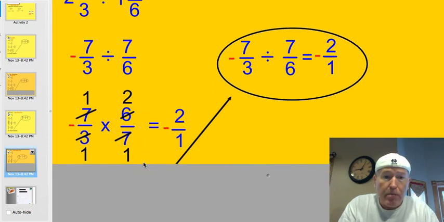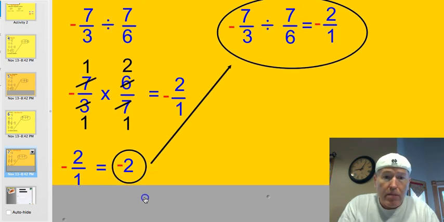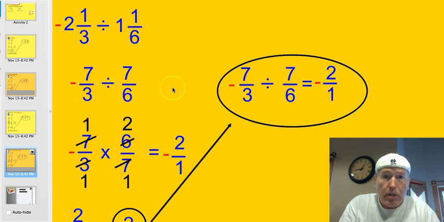Divided by 7, divided by 3. I ended up with negative 2 over 1, which is really the same as negative 2. So putting it back in up here, just multiply across it. I have 14/6, which is the same as negative 7/3.